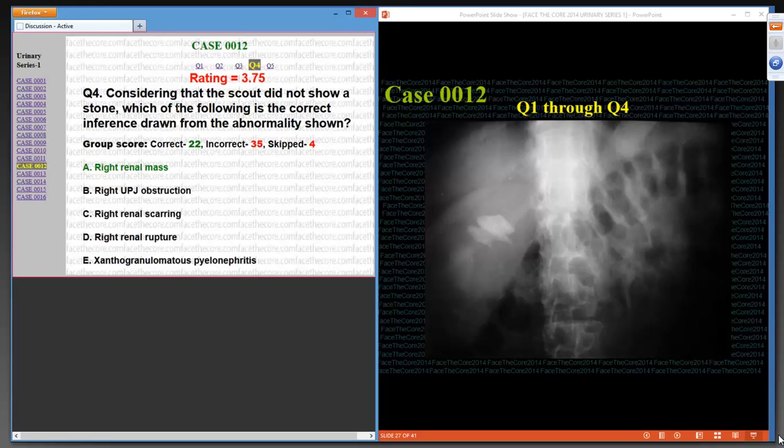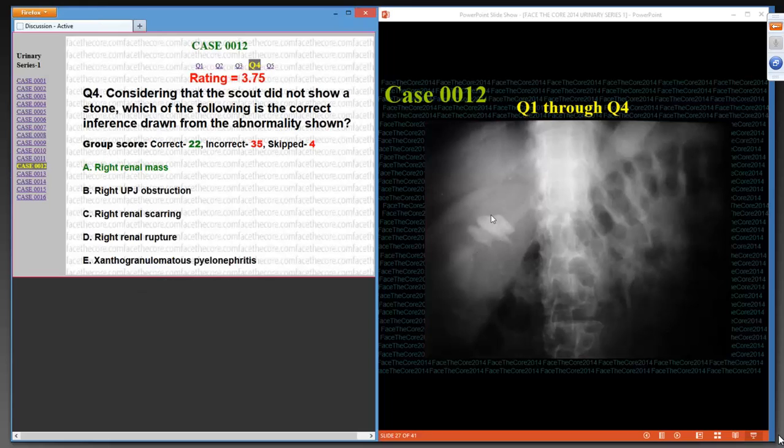Considering that the SCOUT did not show stone, which of the following is the correct inference drawn from the abnormality shown? Whenever there is a distortion of the collecting system, you have to consider a renal mass. It's not a right UPJ obstruction. It's not behaving like that. There is no scarring. The outline is very nicely seen. There is no rupture here. You don't see anything in the perinephric or in the renal sinus.